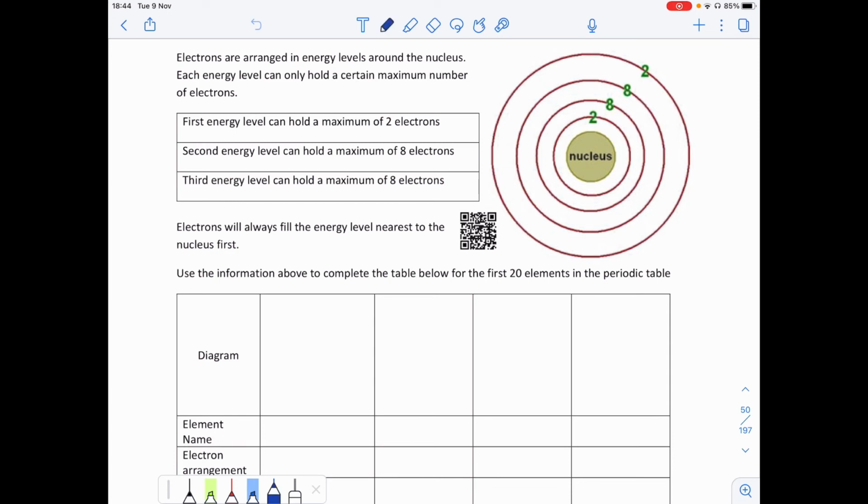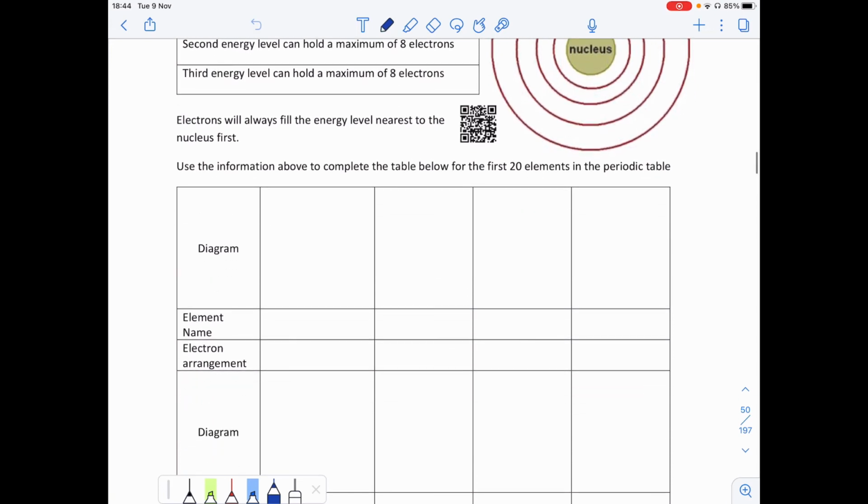So the first element in the periodic table is hydrogen. So let's write the element down so we know what we're talking about. The first one is hydrogen. I'm going to do a little dot for a nucleus, and I'm going to use my pen to help me to draw my first energy level. And hydrogen only has 1 electron, so we record that just as 1, and that is how we draw it.